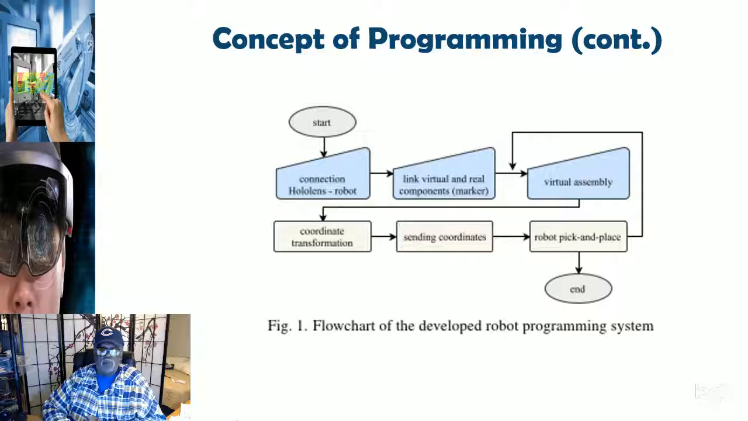Here's concepts of programming. Here's a kind of flow chart of the programming system. You have a start, you connect to the HoloLens robot, it links virtual and real components, and it comes up with a virtual assembly that you look at. From that virtual assembly, you do the type of movement and correction you want to make. It sends the coordinates to the robot, and the robot picks, places, and goes to the end.